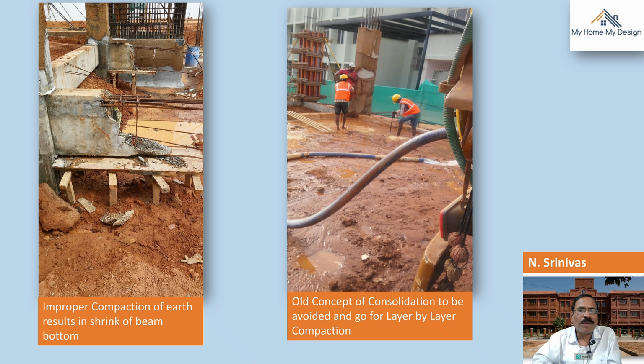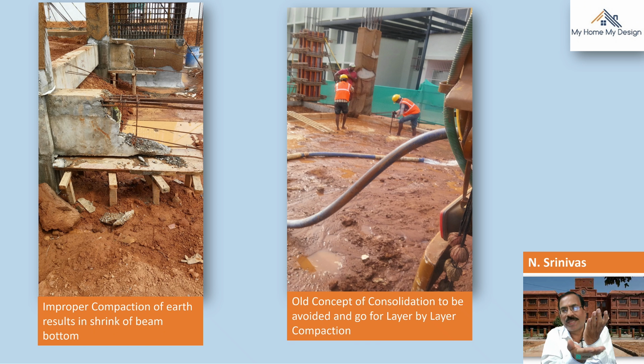See, improper compaction of earth results in shrinkage of beam bottom. So this is what I am always advising in this presentation, that 150 mm layer by layer compaction has to be done. If it is not done, this is the problem we are facing. Even with compaction of earth, shrinkage after concreting means the plank, whatever support has been given, has gone down due to the shrinkage. As a result of that, the concrete is also going under like this. That means improper structure. Here also, the old concept of consolidation is to be avoided, and go for layer by layer compaction.